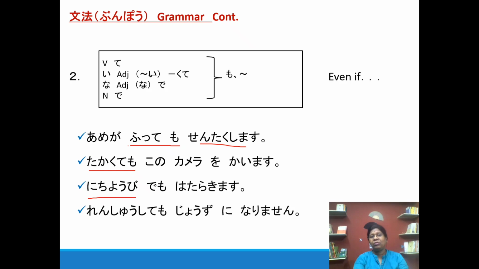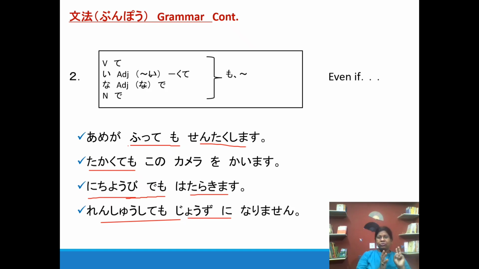Nichiyobi demo, nichiyobi is a noun, so it takes demo. Nichiyobi demo hatarakimasu. Even if it is Sunday, I work. Here, renshu shitemo joju ni narimasen. Even if I practice, I can't become good at it. Nankai renshu shitemo joju ni narimasen ne. Even if I practice many times, still I don't become good at it.